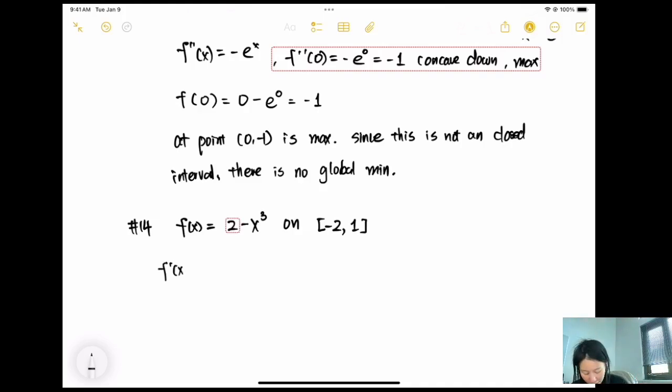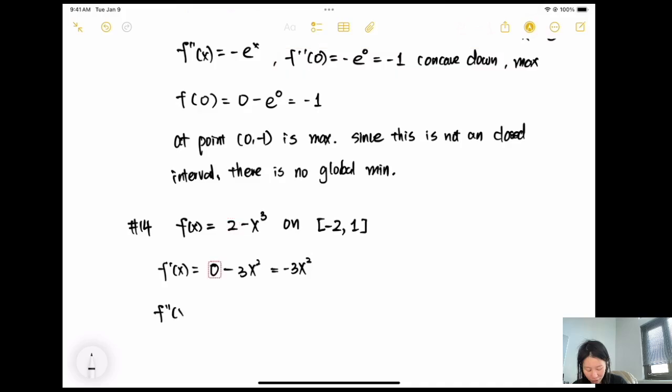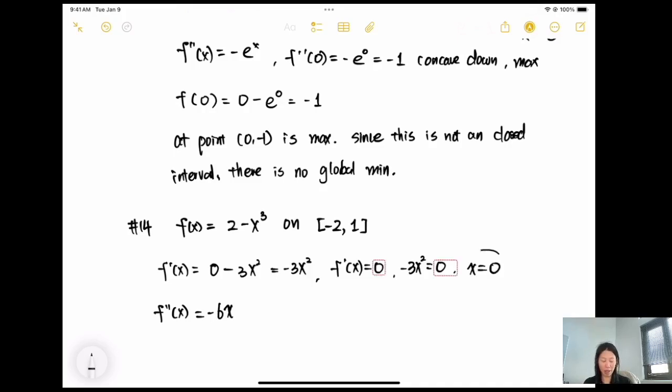So the steps are the same. Find the first derivative. I have 0 minus 3x squared, which is -3x squared. And then the second derivative is equal to -6x. Then we need to find the critical point by setting the first derivative equal to 0. So when we solve -3x squared equals 0, then x equals 0 is our critical point. We are expecting a critical point in here.